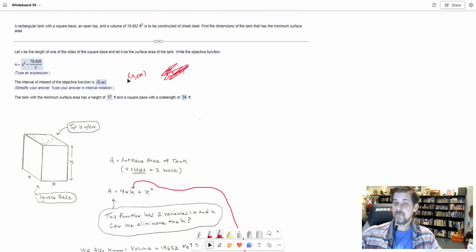Okay. If you deviated from this, if you made it any taller or shorter or any wider or narrower, you would be using more material. The surface area would be bigger. Okay. But making it this way gives us the volume that we need using the least amount of material. That was the objective of the problem.